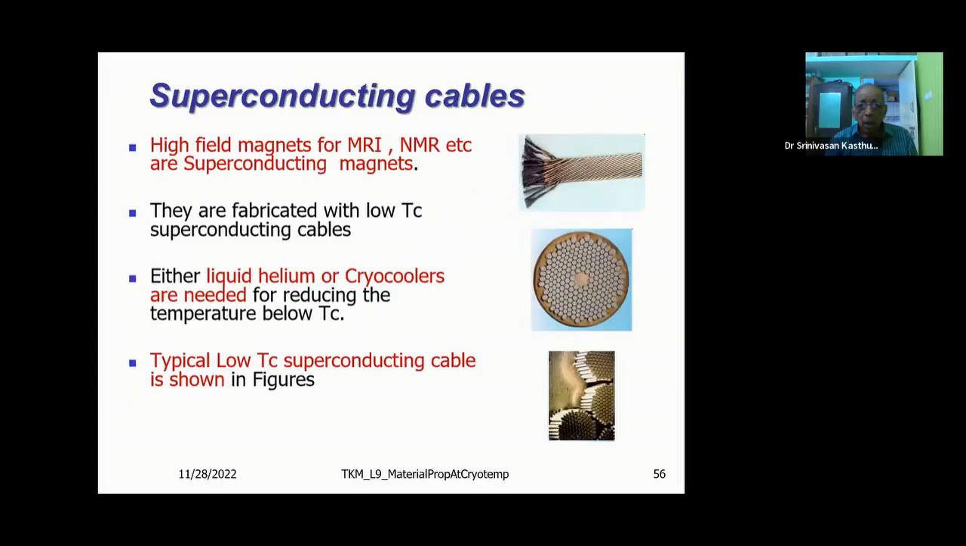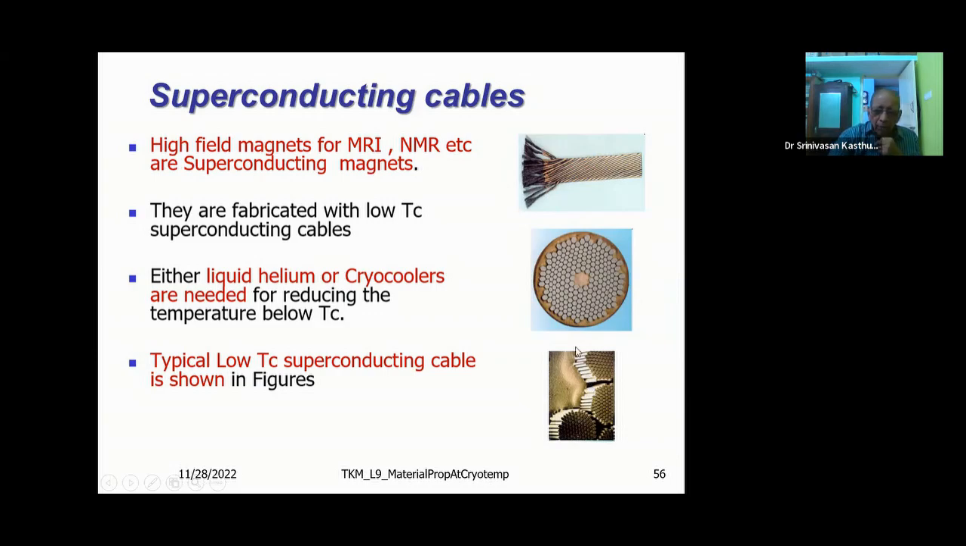Now superconductivity is a field where a lot of growth has been seen. High field magnets for MRI, NMR, etc., are made of superconducting magnets. They are fabricated from low TC superconducting cables, and the low TC superconducting cables look like this, as you see in the picture. You take one of the strands, and if you enlarge it, it will look like this. And this is a still closer view.